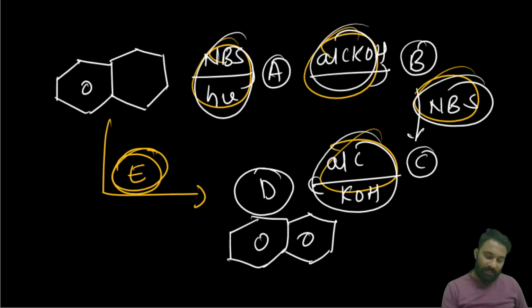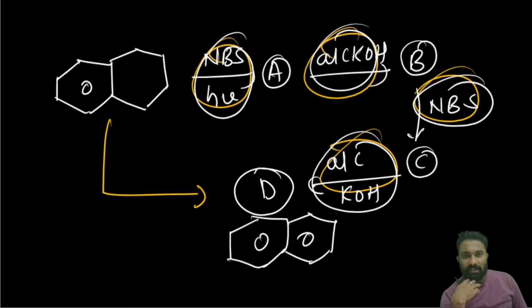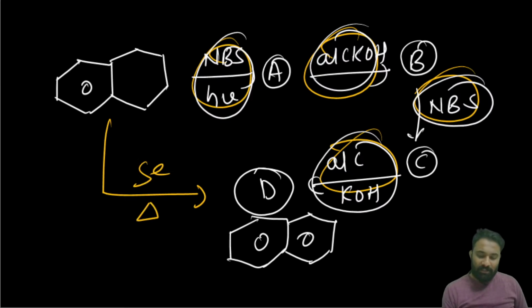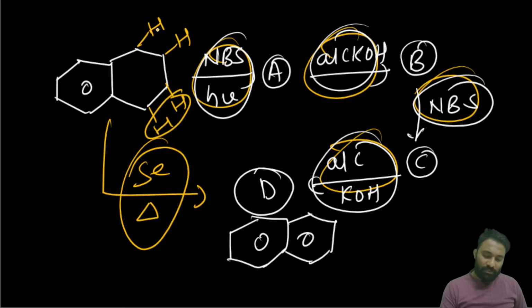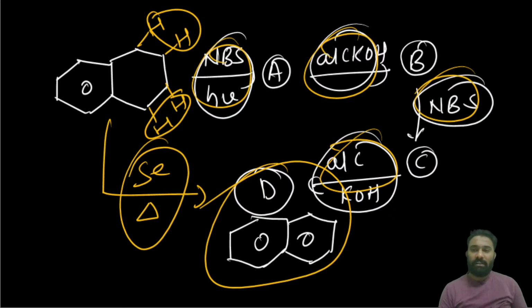With one single reagent you will get the naphthalene. What is that reagent? Selenium, right? Selenium upon heat. If you take the selenium upon heat, 2 moles of H2 gas will be eliminated. When the 2 moles of H2 gas are eliminated, it will again give you the naphthalene aromatic ring.